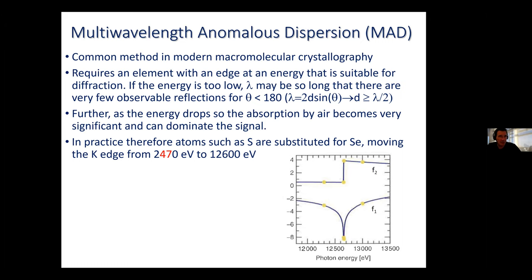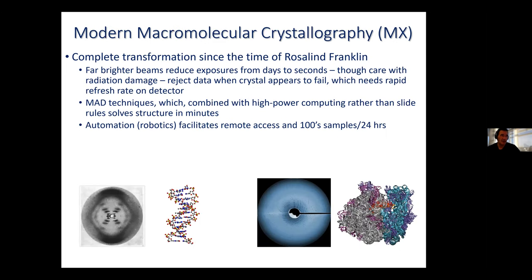There are other elements that one can use as well. I've also mentioned mercury and uranium and uranyl, and actually it turns out thallium, which has chemical properties a little bit like potassium or sodium. So this combination of synchrotron X-rays and the technique of MAD has completely transformed crystallography in the field of biology. And let's just remind ourselves about the way. So first of all, the synchrotrons themselves are far brighter than laboratory X-rays.